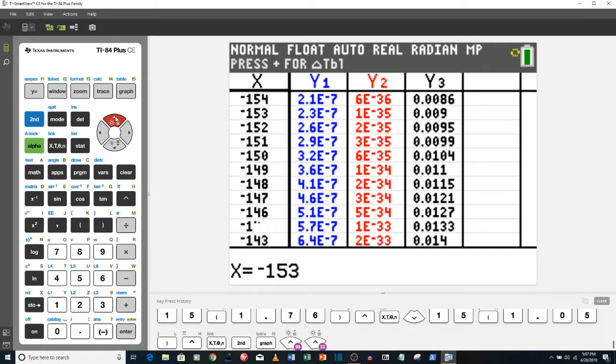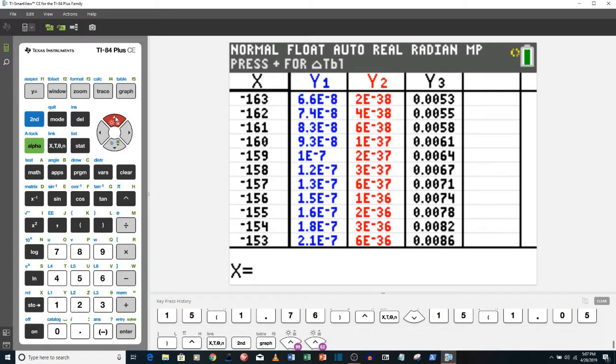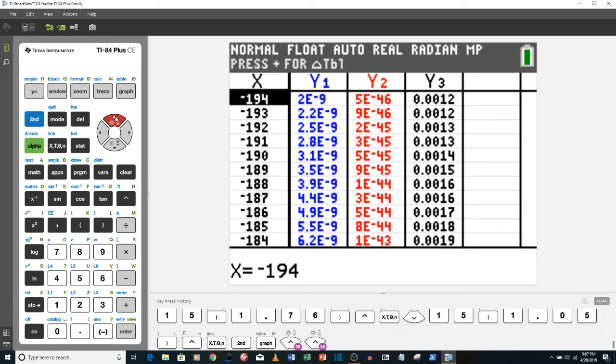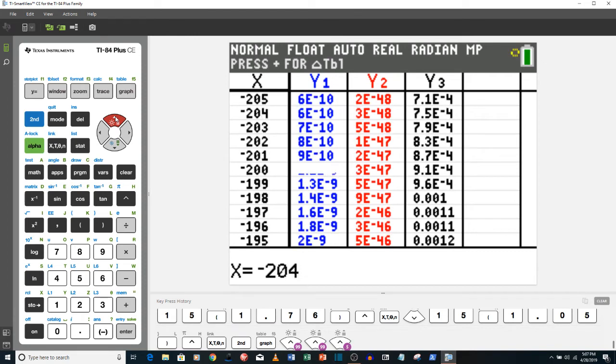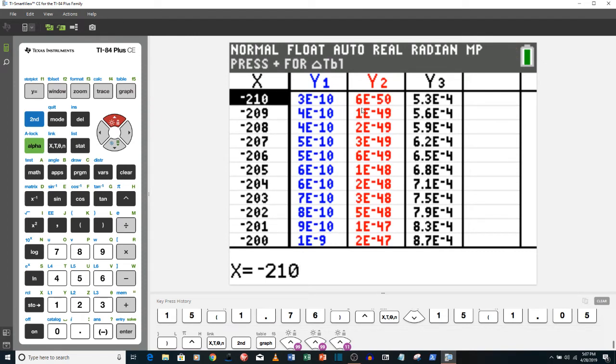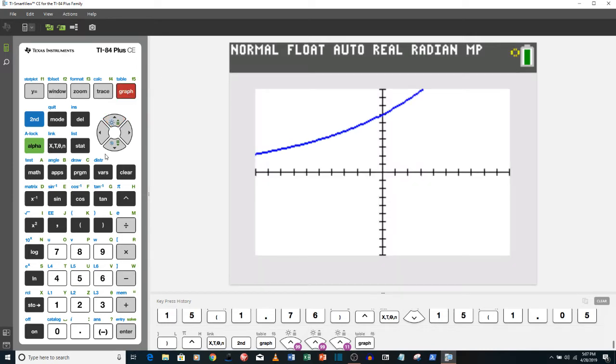So what number does it appear all of these are tending towards? Okay, just think about that. Wait till they're all exponential. There it is. So when you see numbers like this in your calculator, they all mean the same number. Let's look at what those graphs look like.